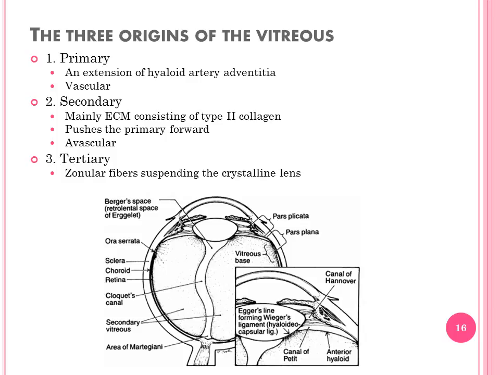The secondary origin of the vitreous is basically extracellular matrix consisting of type 2 collagen. It essentially pushes the primary forward, and it's avascular, right? Because we already talked about the lens and the vitreous being avascular structures. And then the tertiary origin is going to be the zonular fibers suspending the crystalline lens. So if I ask you, where do the zonular fibers come from? They don't come from the lens, they don't come from the retina, they actually are an origin of the vitreous.